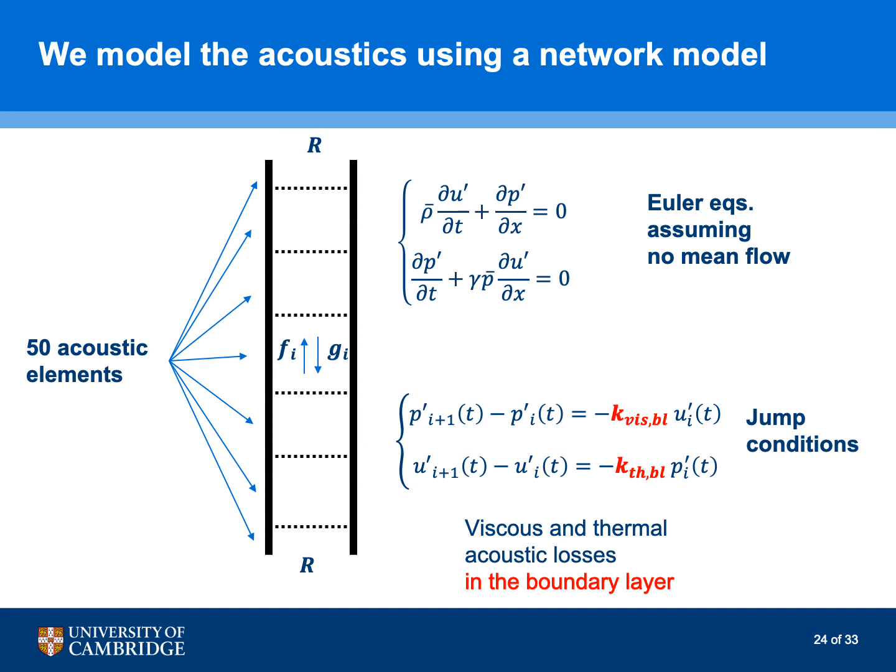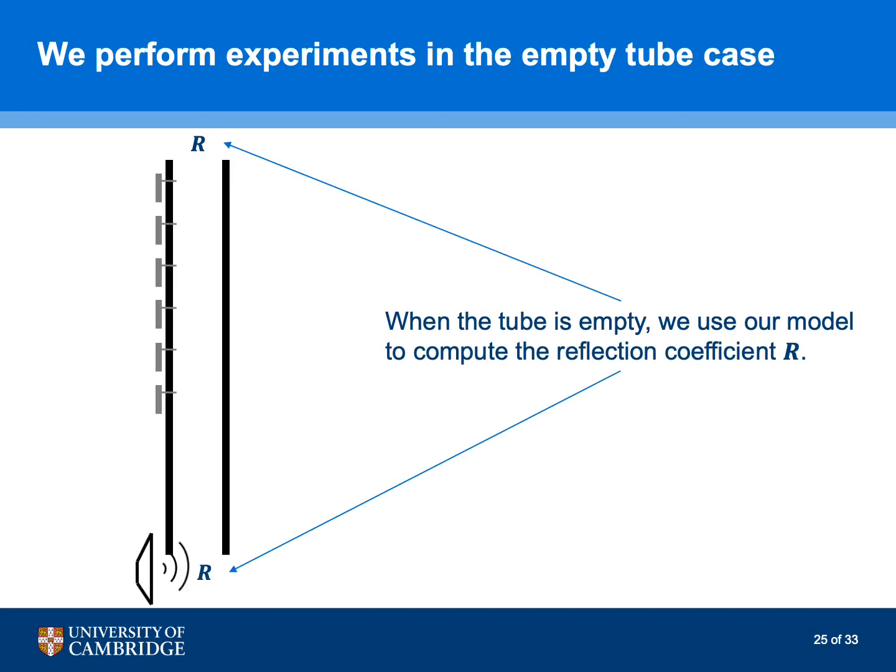So the question is, since we know the model parameters for the empty tube case, how do we use this model? Well, we first perform some experiments in the empty tube case, and then we use these experiments to infer the boundary conditions, the only unknown of our problem. This translates to inferring the reflection coefficients at the 2 ends. Throughout all this study, we assume the 2 ends to be identical and therefore characterized by the same reflection coefficients.